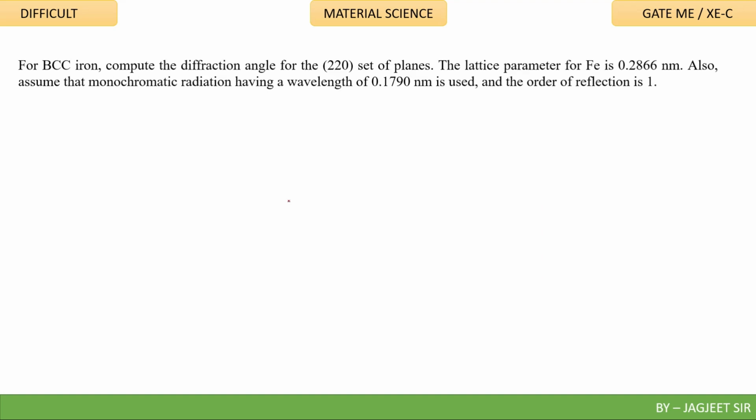Now the next question, from the same part, for BCC iron: compute the diffraction angle. So now you have to calculate the diffraction angle for the 2 2 0 set of planes, where the lattice parameter is given. Also assume that monochromatic radiation having the given wavelength is used, with an order of reflection of 1. What is the meaning of this?